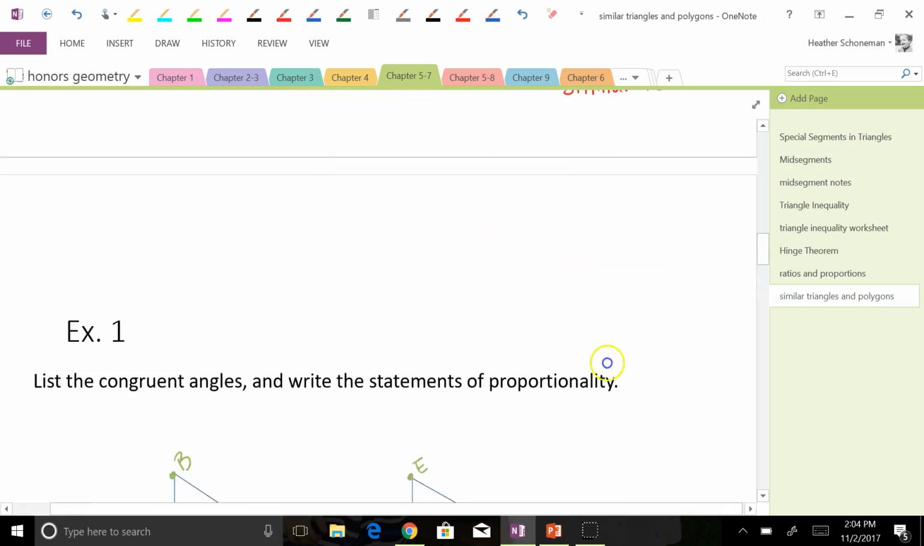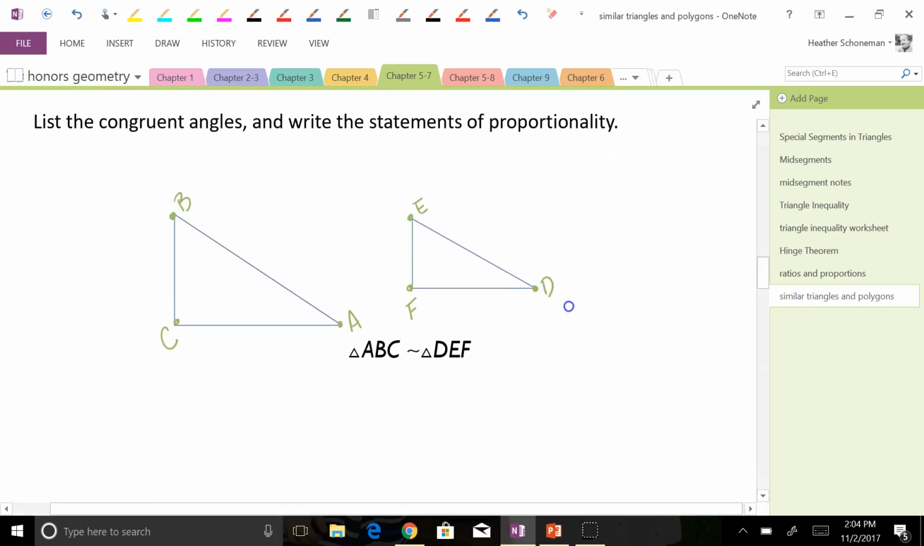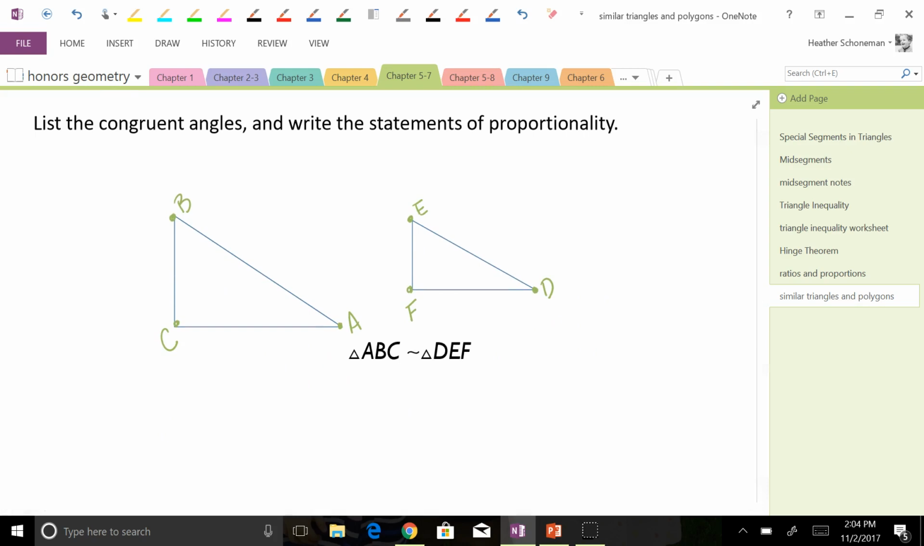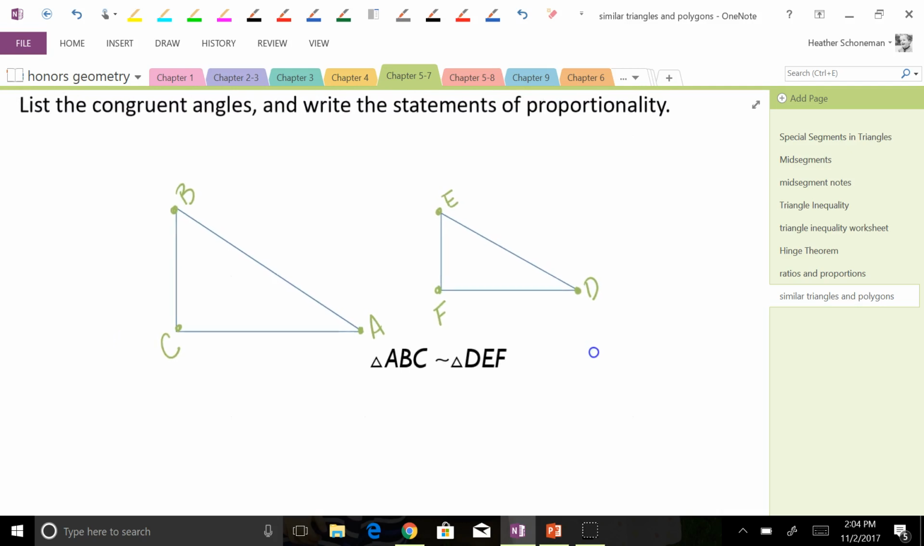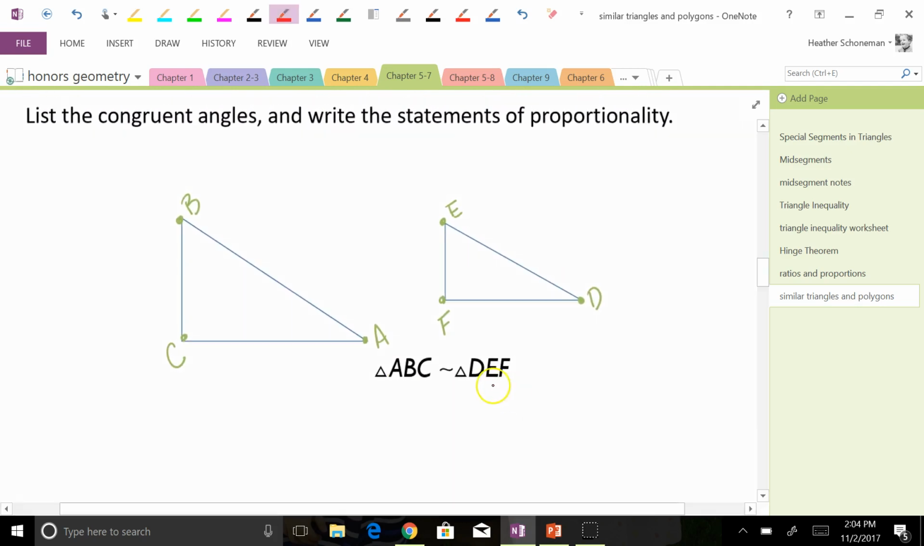Alright, let's keep going. In this, we want to list the congruent angles and write the statements of proportionality. Okay, we can do that. So they've given this picture to us, and we also have this similarity statement. And just like with congruent triangles, this similarity statement is super helpful.